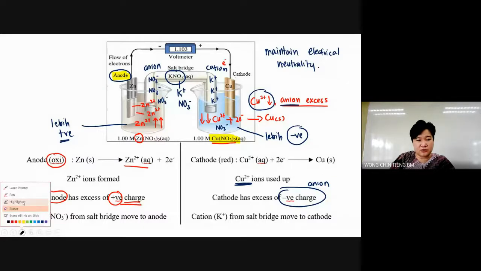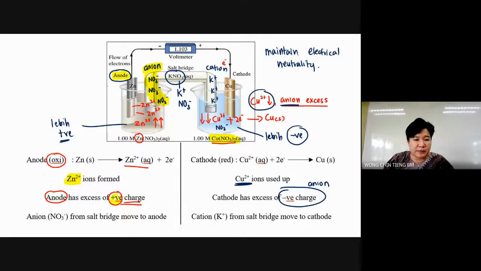Tapi cara untuk explain kenapa anion masuk pada anode, kenapa anion nak masuk pada anode. Sebab di anode, Zn2 plus ataupun cation will be in excess. Positive charge will be in excess, so we put in negative ion. Pada cathode pula, kenapa cation akan masuk pada cathode? Senang. Because I have extra negative charge.